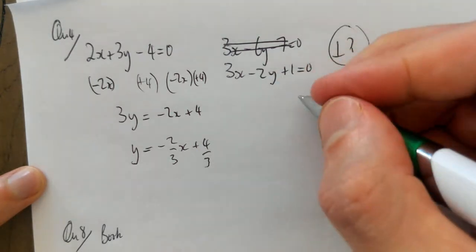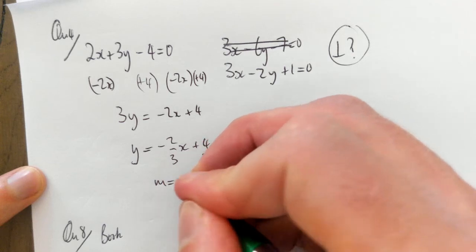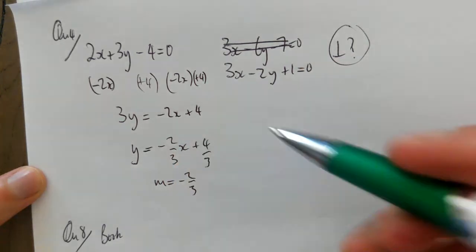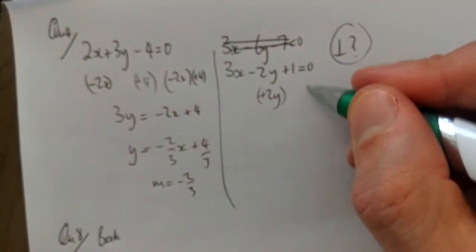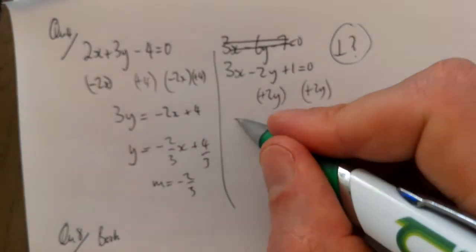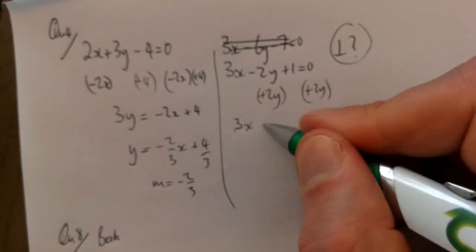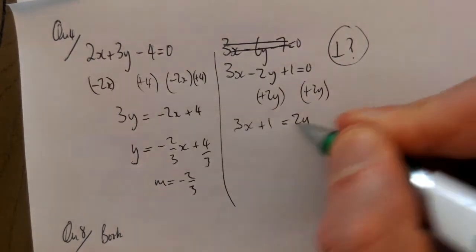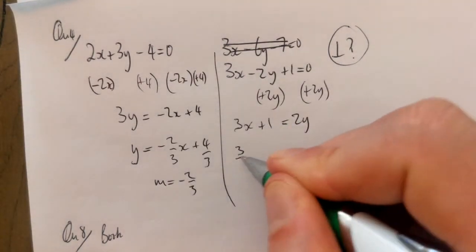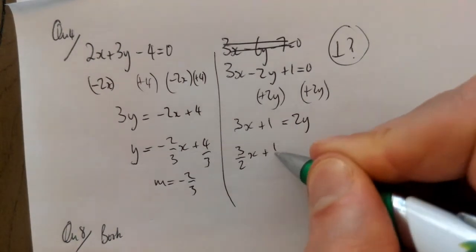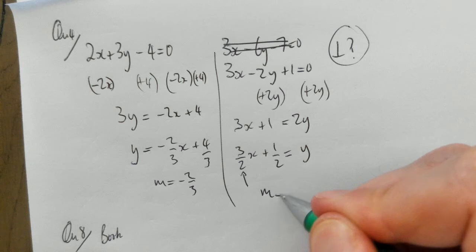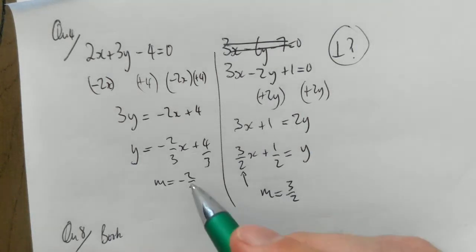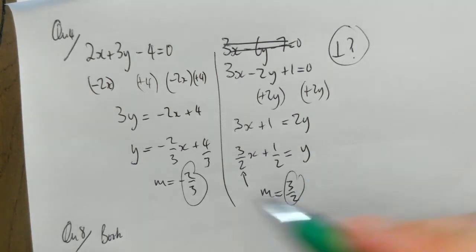So the slope here is m equal to minus 2/3. Okay? Over here I'm going to add 2y to both sides. 3x plus 1 is equal to 2y. Divide throughout by 2. 3 over 2 x plus a half, 1 over 2, is equal to y. So m is equal to 3 over 2. Let's look at this then. Yeah, it's flipped over and the sign is changed, isn't it?